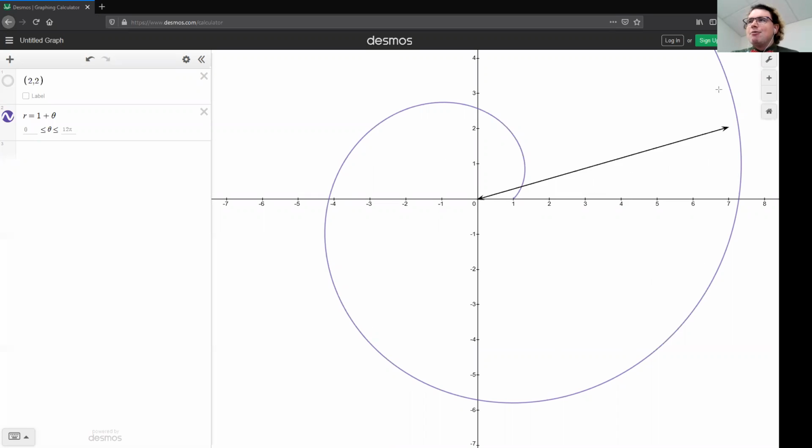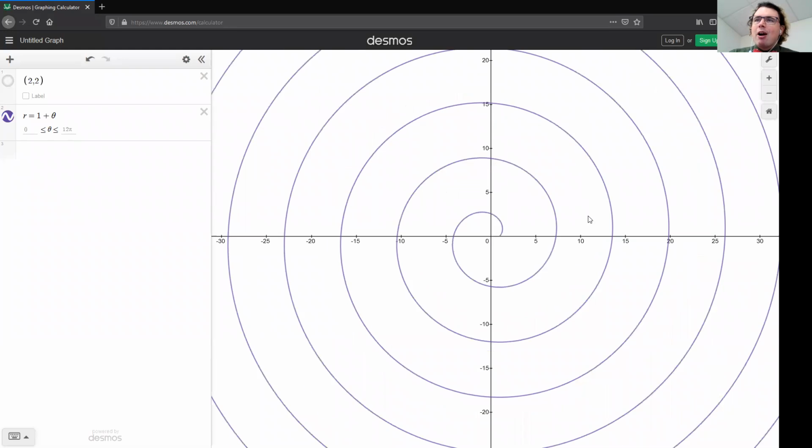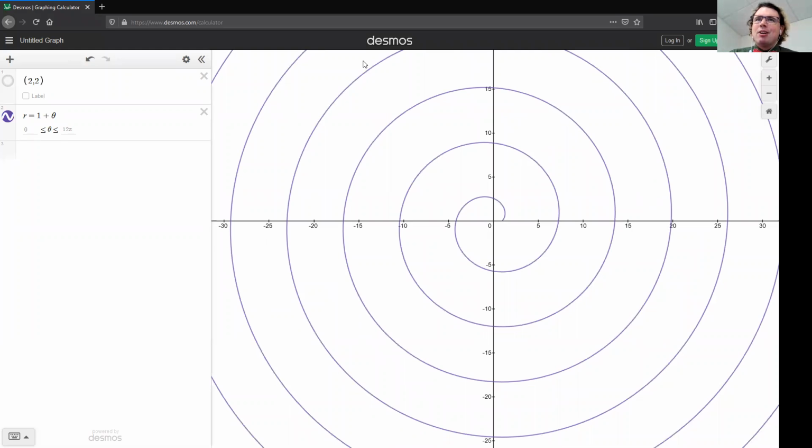In fact, for this curve that I've graphed, my radius, my r, is an increasing function of theta. So the more times I twist around the origin, the farther my point is going to be. So the farther out my spiral arm is going to be from the origin.